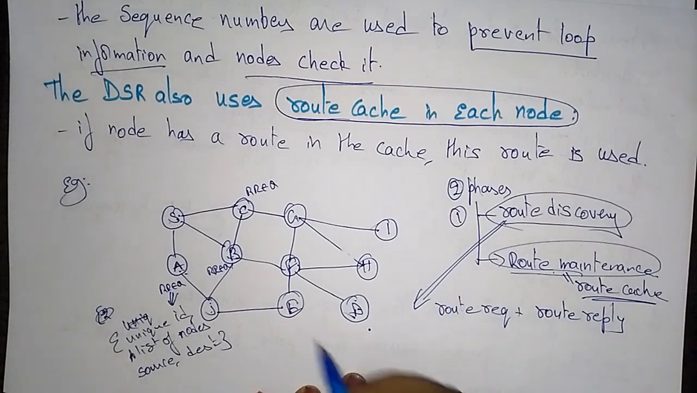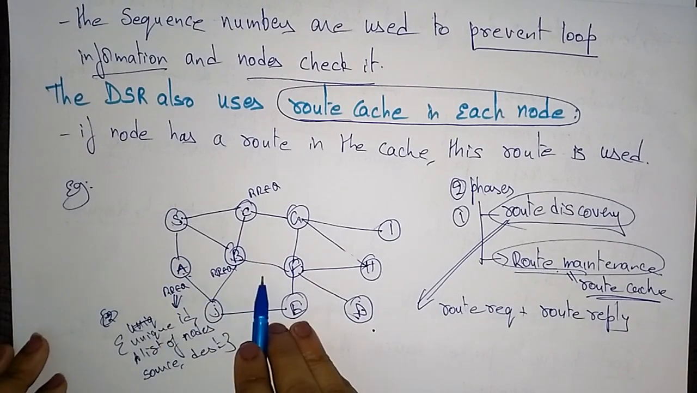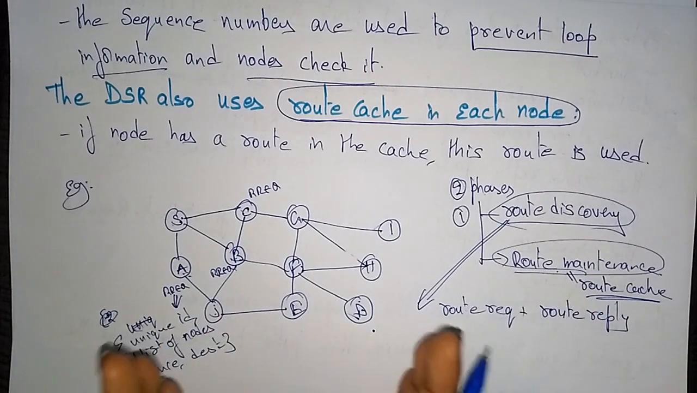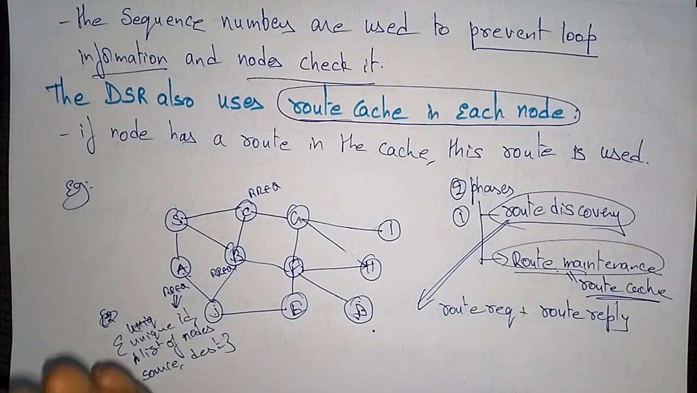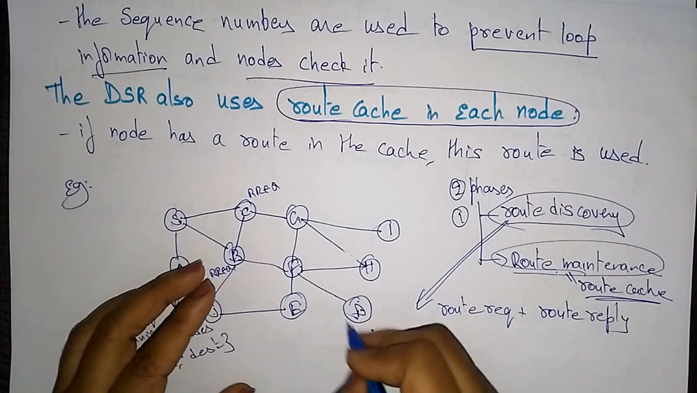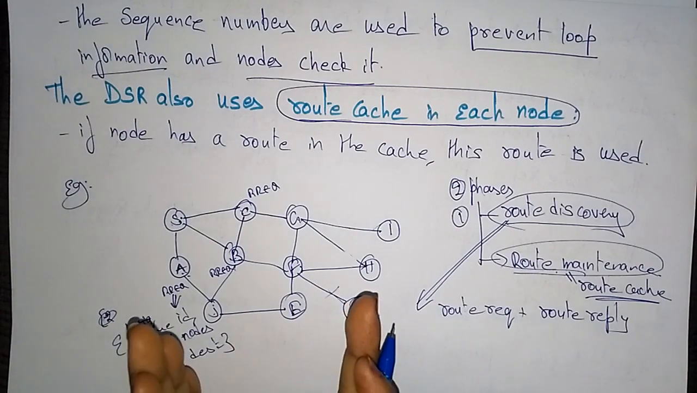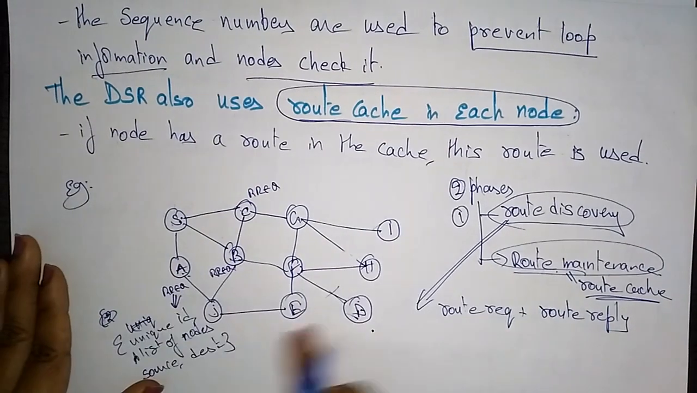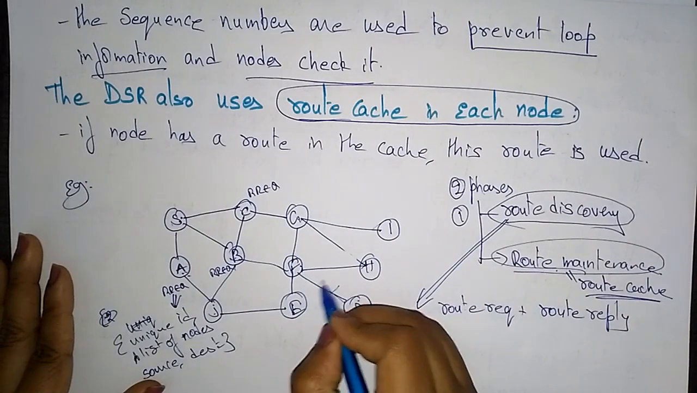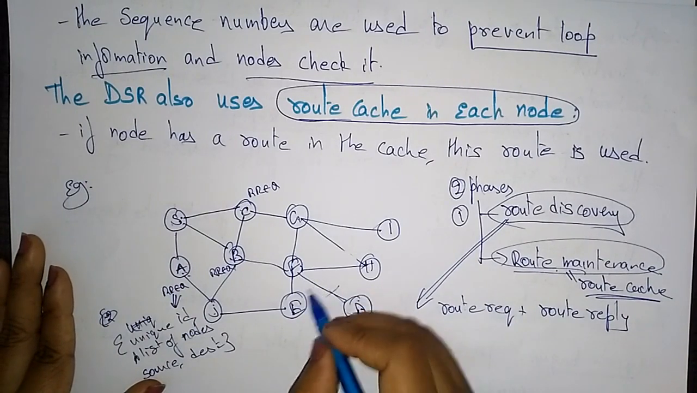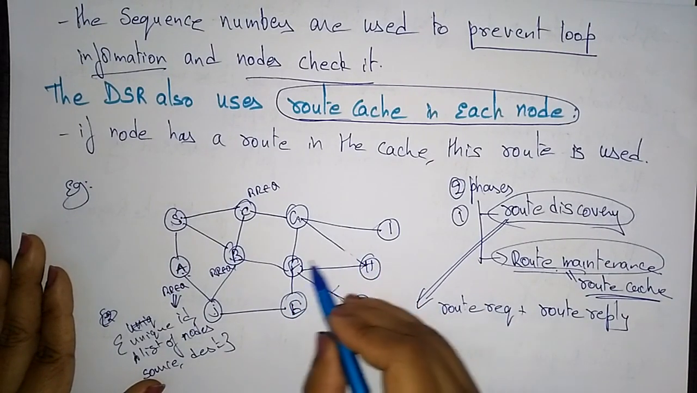If you want to maintain the route from one node to another node, a cache has to be maintained. The cache is used to store the path used to transmit the data. Suppose any node breaks in the network, the route error message is broadcast to all neighboring nodes. Suppose this node has broken. Whenever this node breaks, it broadcasts the message to all the neighboring nodes.